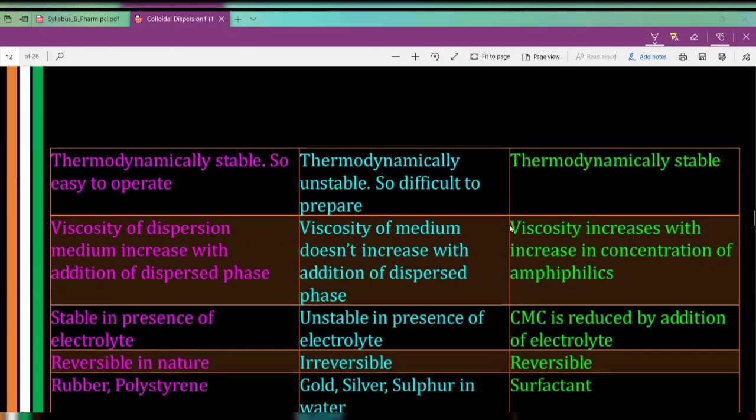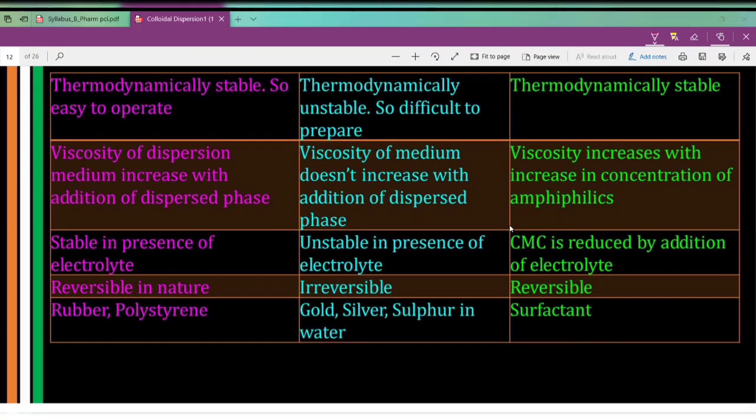That's why. And from the thermodynamic point of view, as it is loving towards the solvent, there is a thermodynamically stable property there. And in phobic cases, the thermodynamic instability is there because it is very difficult to prepare. And aggregates of the surfactant, the association colloids, are also thermodynamically stable. So this is the case, and stable in presence of electrolytes, and CMC reduced for the lyophilic, and the CMC concept is the critical micelle concentration.